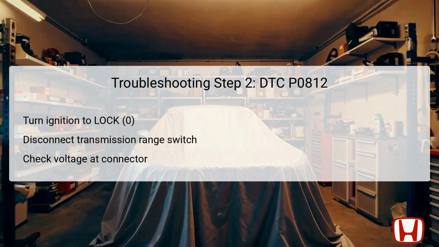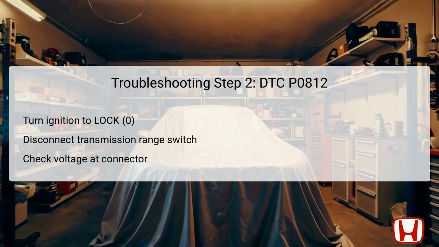In the second troubleshooting step, begin by turning the ignition switch to the lock (0) position to ensure all systems are powered down safely. Next, disconnect the transmission range switch connector, which typically separates the vehicle's wiring harness from the transmission range switch. With the connector removed, turn the ignition back to the on (II) position to re-energize the system.